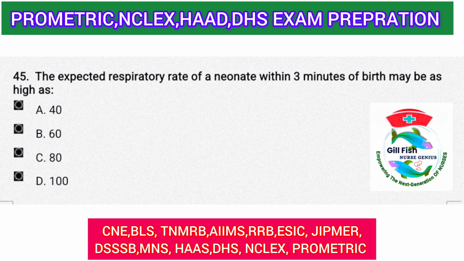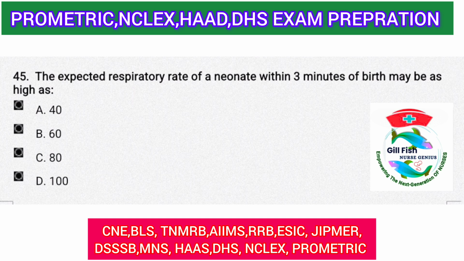Next question. The expected respiratory rate of a neonate within 3 minutes of birth may be as high as: option A 40, option B 60, option C 80, option D 100. What is the question? It is 3 minutes of birth, may be as high as. So the correct answer is option B, 60.